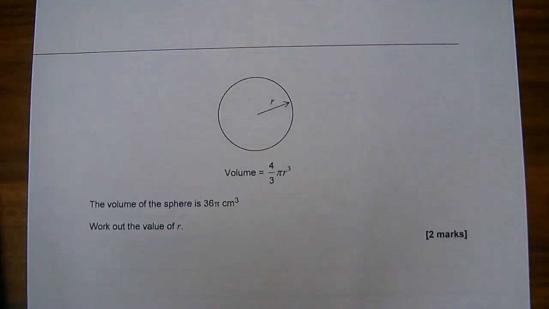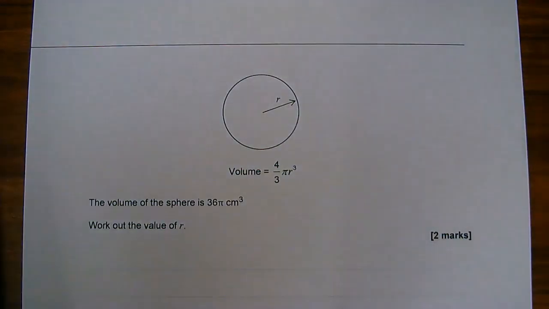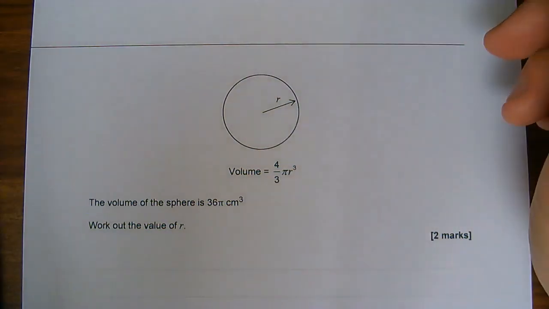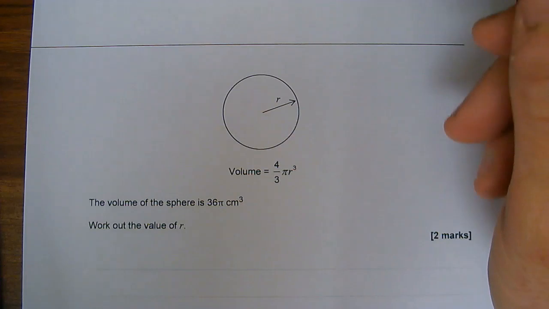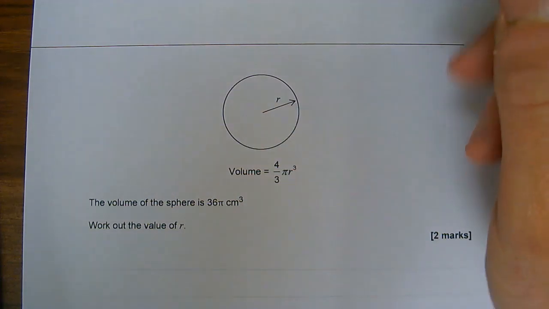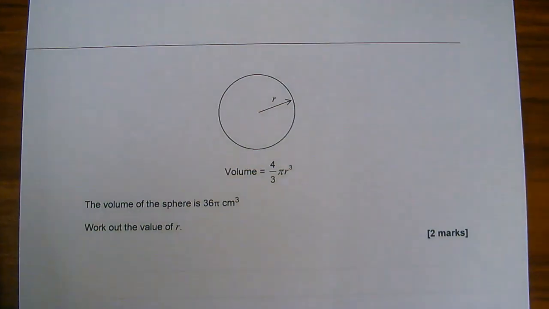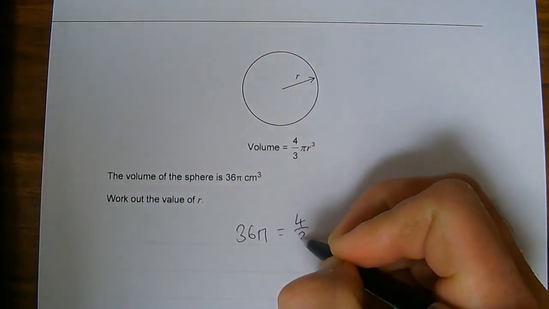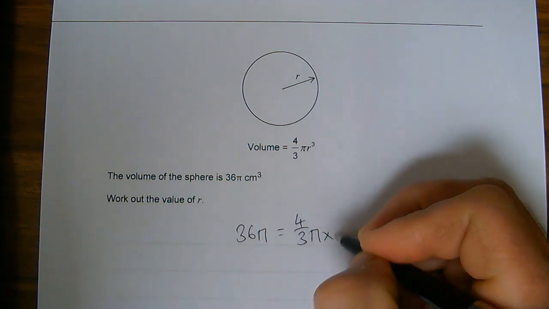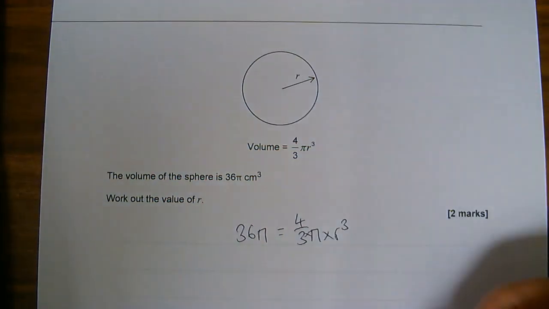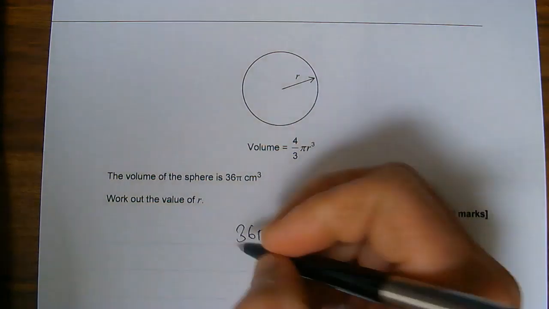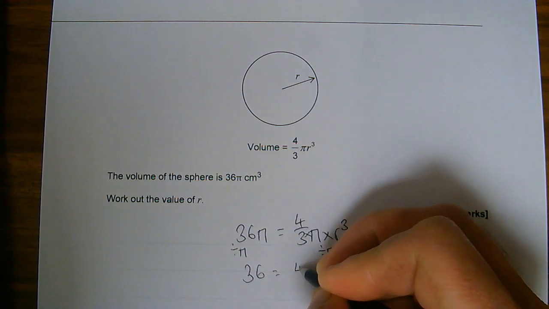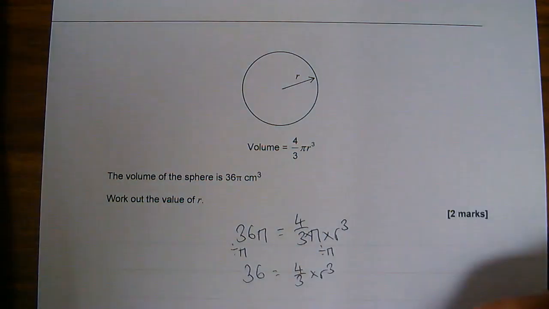Last but not least then, question number 7. Got the volume of a sphere, and it's asking me to work backwards to find out my radius. So to do that, I've got my volume is 36 pi. That equals 4/3 times pi times the radius cubed. Just like solving an equation, I'm going to do some opposites. I'm going to divide by pi on both sides, so I get 36 equals 4/3 times the radius cubed.